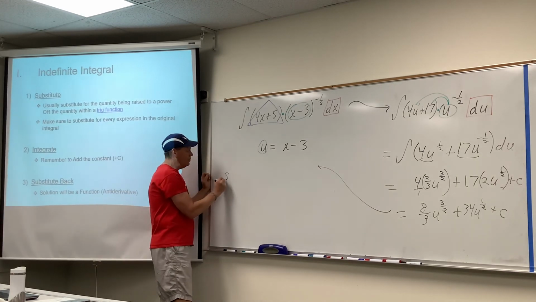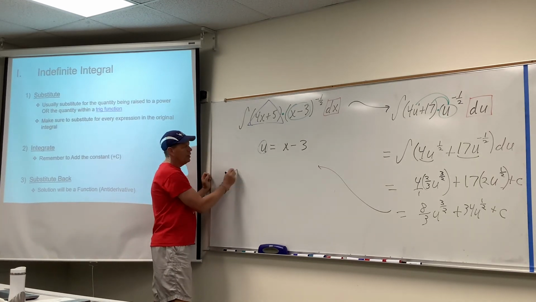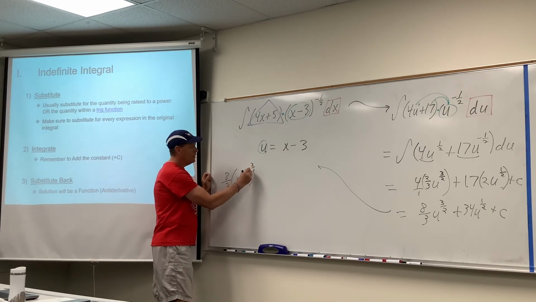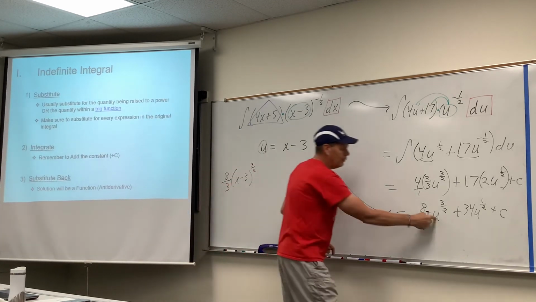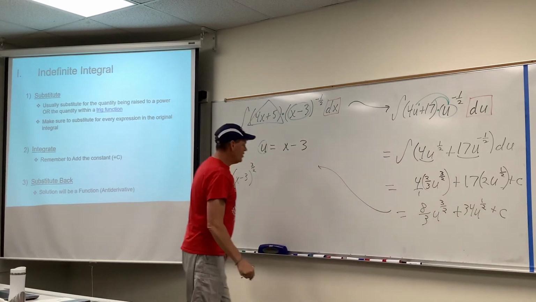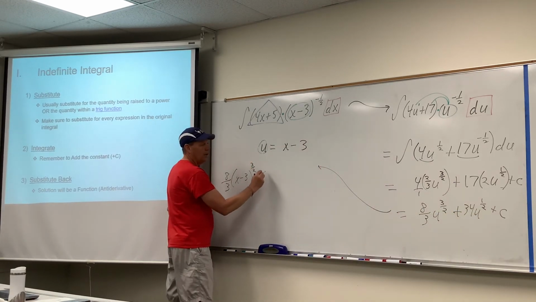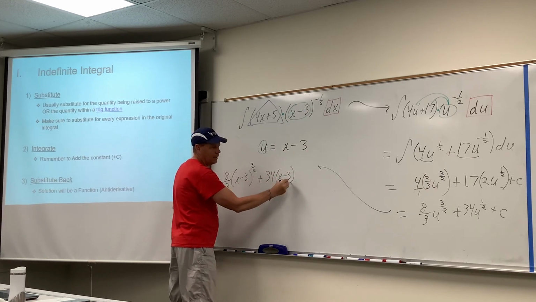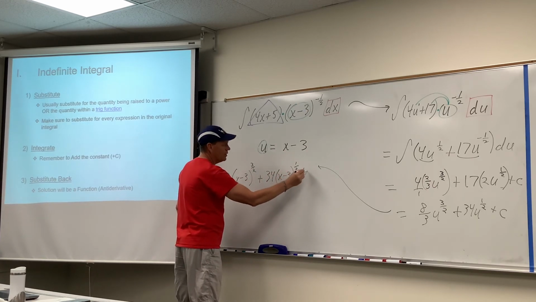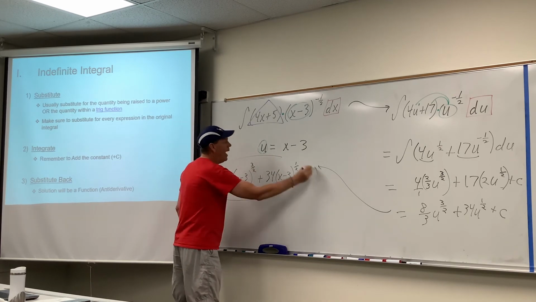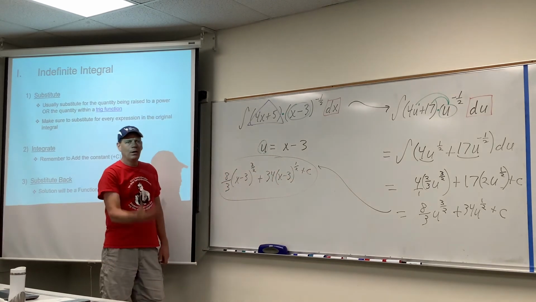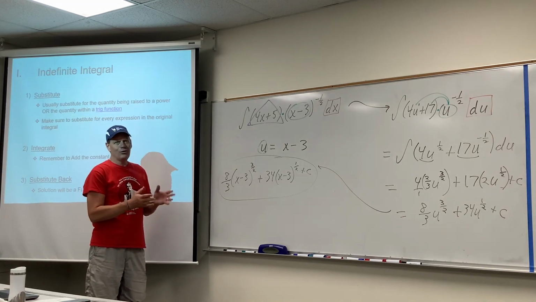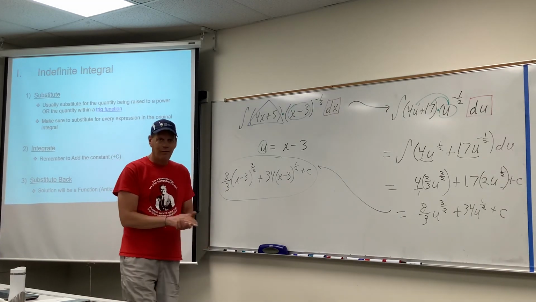So, substituting back, we have 8/3, expression x minus 3 to the 3/2. Everybody see what's happening here? This is going right here for here. Plus 34, expression x minus 3 to the 1/2 plus c. Bang. Wow. Whew. That is some really good, awesome restaurant quality calculus right there, my friends.